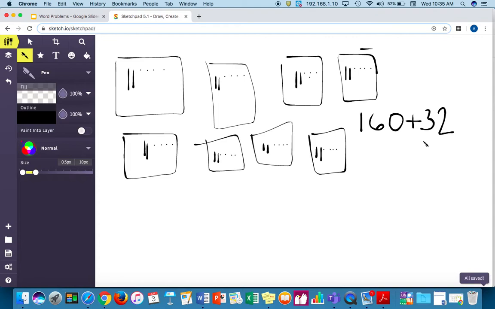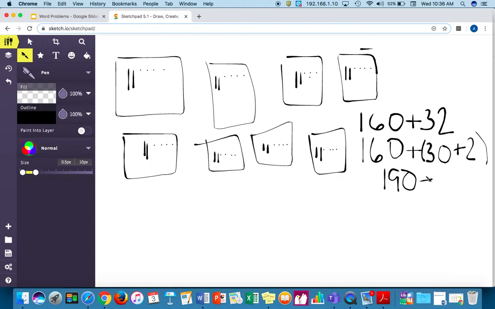We need to combine these two together. So I have 160 plus 32. I might do 160 plus 30 plus 2. I know 160 plus 30 would give me 190, and 190 plus 2 gives me 192.